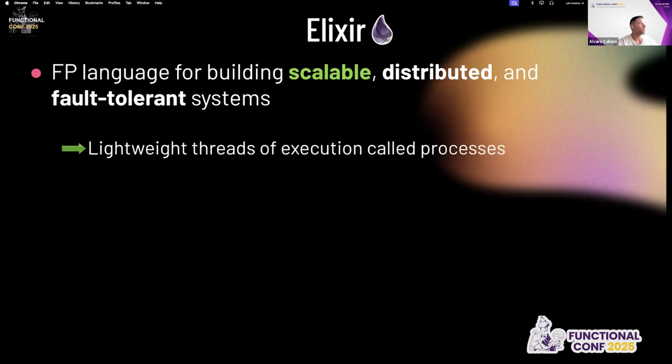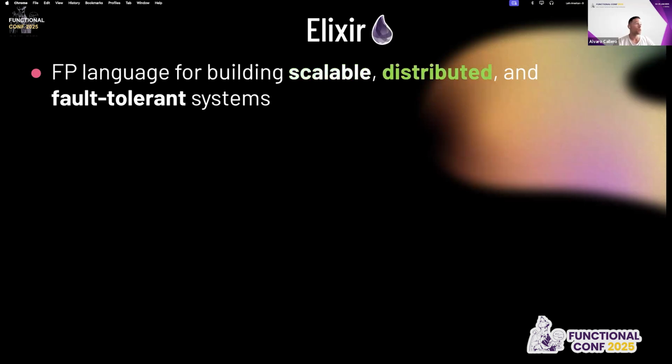Why scalable? All Elixir code runs inside lightweight threads of execution called processes that are isolated from each other, and they exchange information by sending messages between them. Due to their lightweight nature, you can run hundreds of thousands of processes concurrently in the same machine, effectively utilizing all system resources.